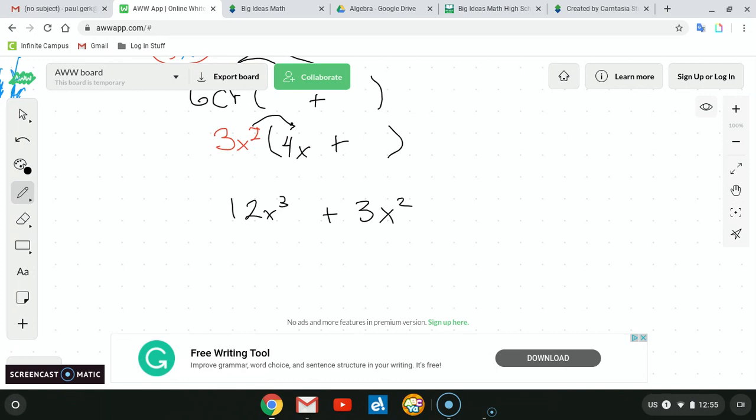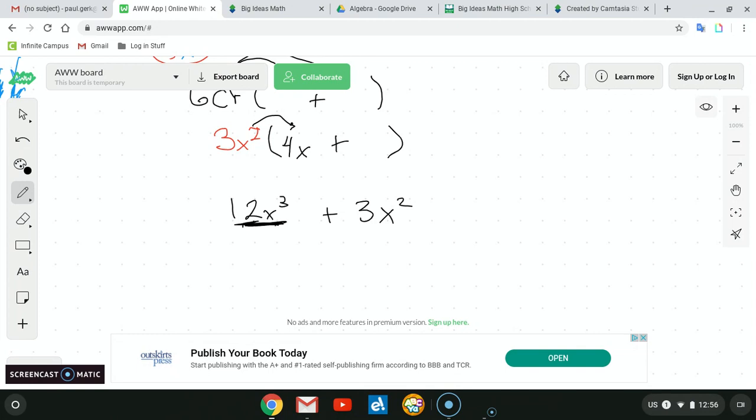Now, x squared times what equals x to the third? That's an x. So 3 times 4 is 12, and x times x squared is x to the third. So 3x squared times 4x gives us 12x to the third.